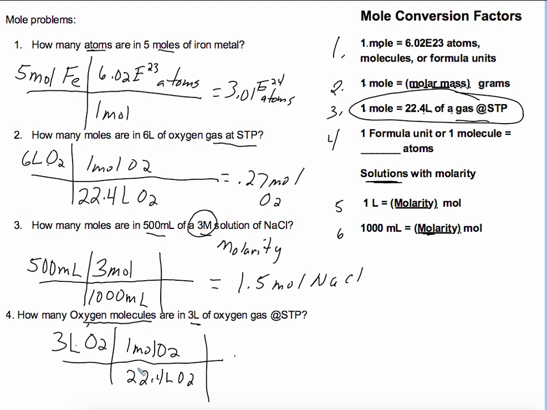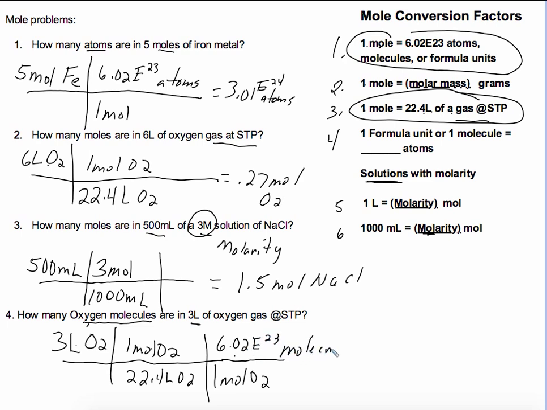It says how many oxygen molecules. Right now we're in moles. So we change from liters to moles. But we don't want moles, we want molecules. Somehow we got to change from moles to molecules. And so if we go back up and look at conversion factor number 1, we see that it has moles and molecules in it. We have moles here, we have to have moles here. We look, 1 mole O2 and the 6.02 e to the 23rd molecules goes up here.